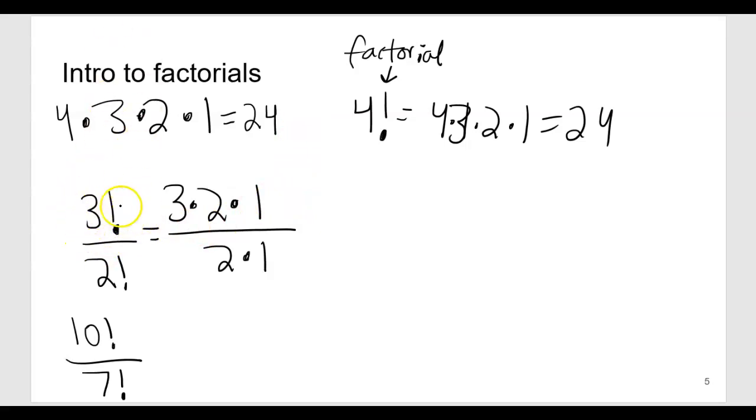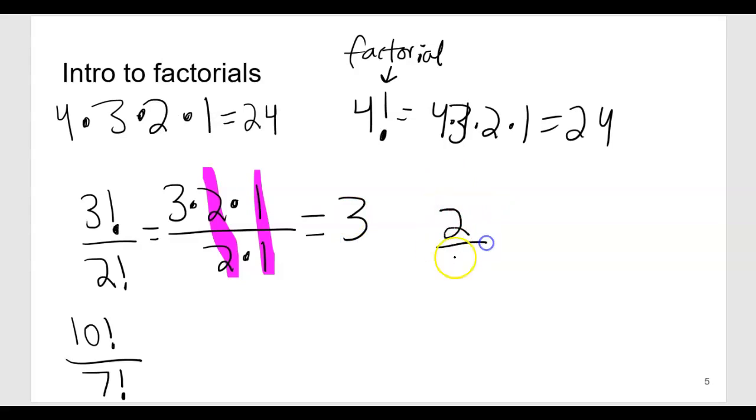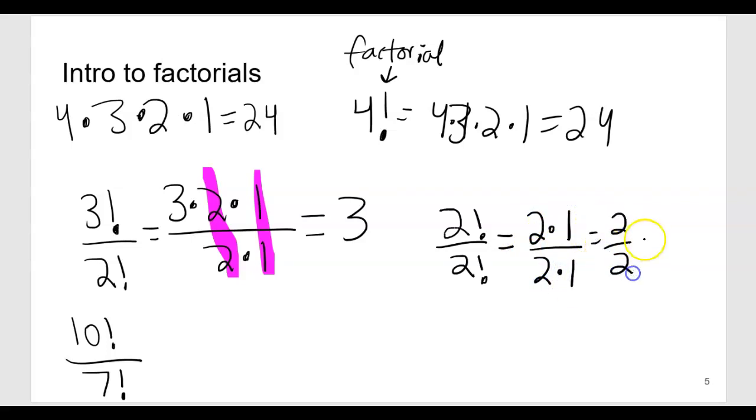So back to this 3 factorial over 2 factorial, it would then simplify. We could cancel out the 2, and we just have a 3. Now, if I gave you something like 2 factorial over 2 factorial, anything divided by itself is 1. It'd just be 2 over 2 or 1. So keep that in mind. A factorial over itself is still 1.